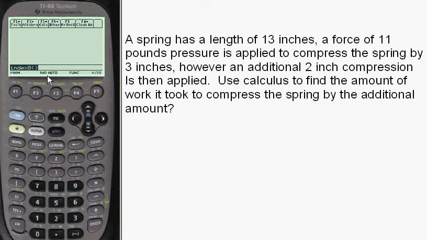This is kind of a physics problem, but they're using calculus to solve it. You can read it here. A spring has a length of 13 inches and a force of 11 pounds. Pressure is applied to compress the spring by 3 inches. However, an additional 2-inch compression is then applied. Use calculus to find the amount of work it took to compress the spring by the additional amount. So let's do that.